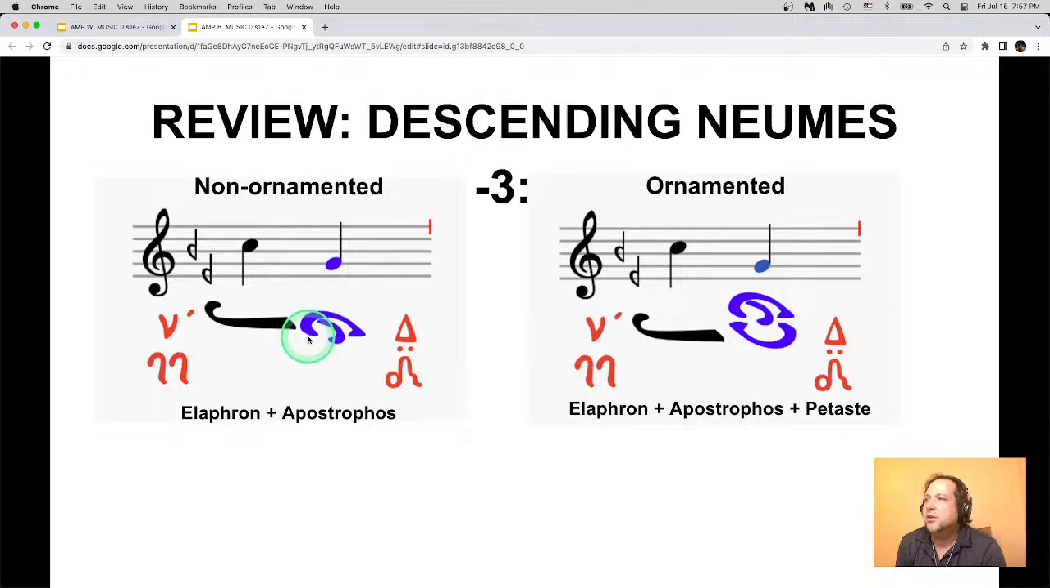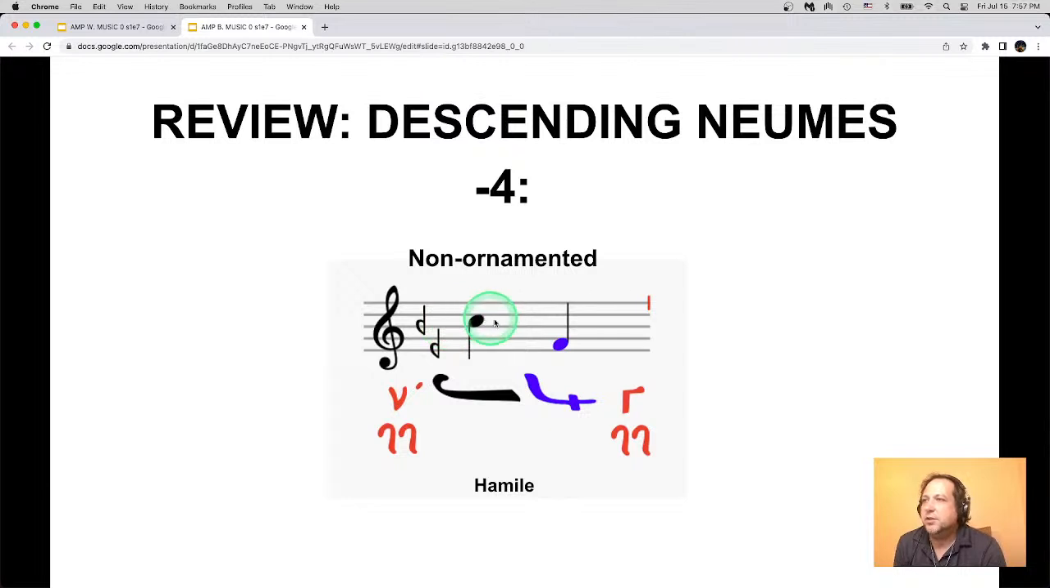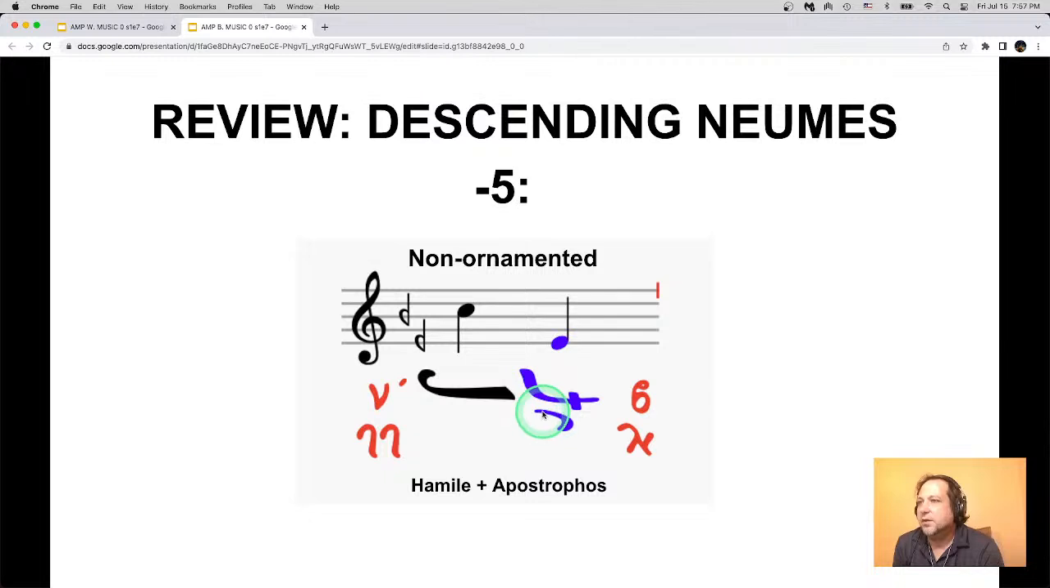Elafron and apostrophos mixed into each other on top of a petasti, or not. That makes it either ornamented or non-ornamented. -3. -4. 1, 2, 3, 4 down. Chamili. You can also put this above a petasti or anything else, but you almost never see that as an ornamented note. It usually just gets down there and stays down there.